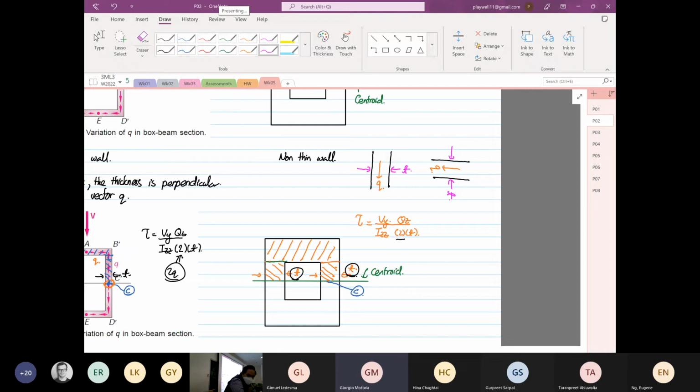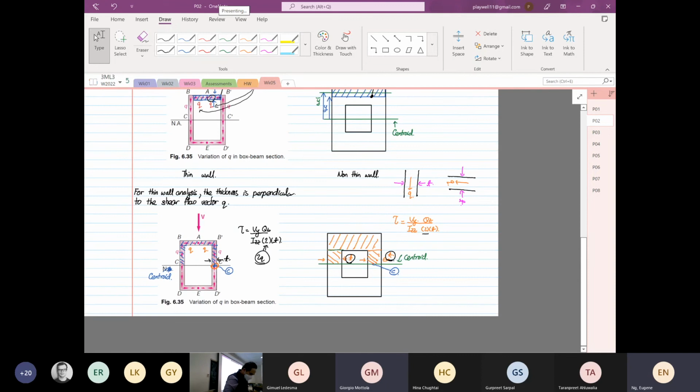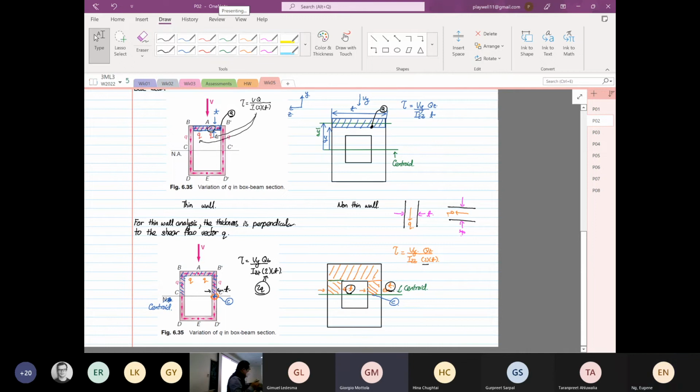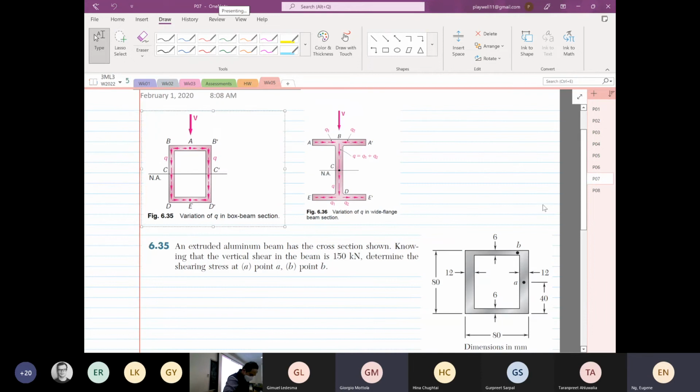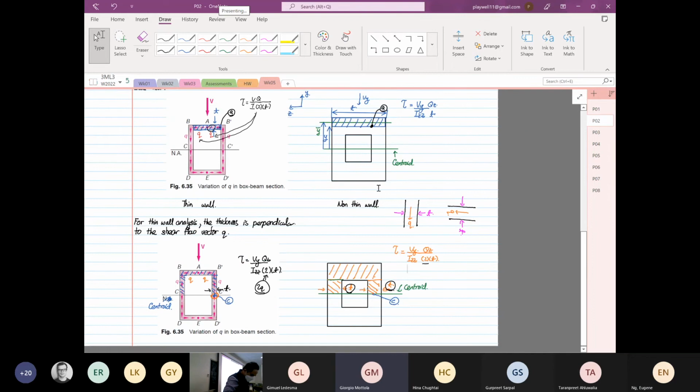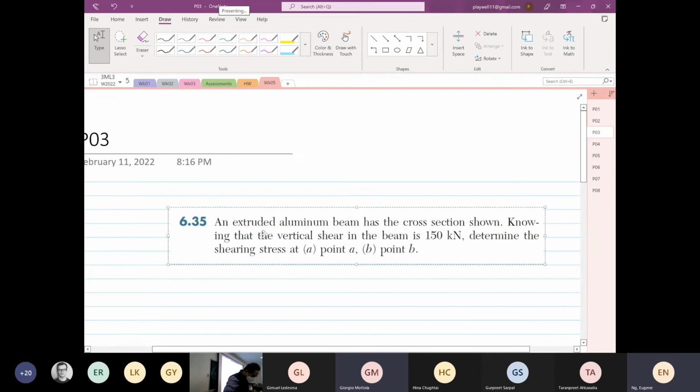Okay. Then I'm going to look into one example. So we are going to look at a box beam example first, because I want you to have the confidence of how to analyze a box beam first. So we are going to do one example over here. Now, these examples are available on Avenue.